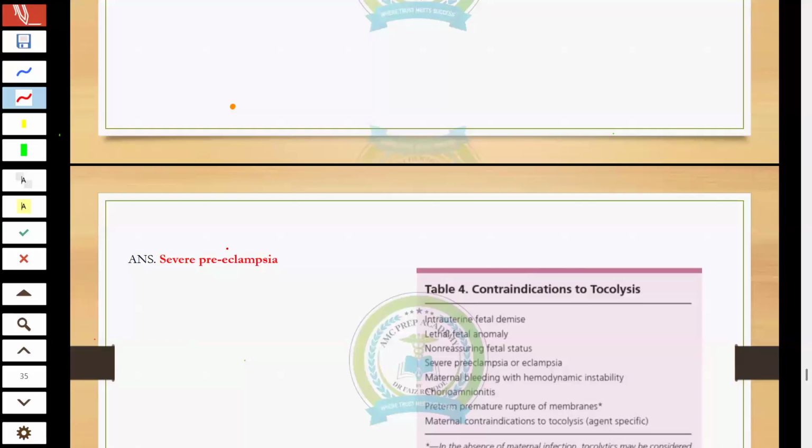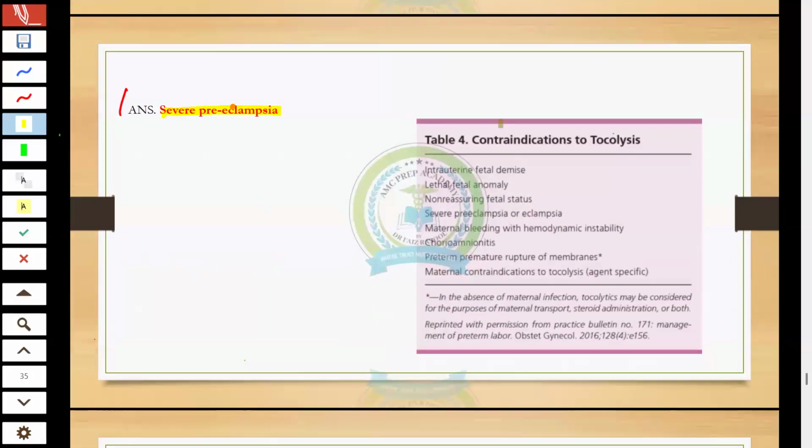Okay. So, severe preeclampsia. These are contraindications to tocolysis. So, see here. All these contraindications: intrauterine fetal demise, lethal fetal anomalies, non-reassuring fetal status, severe preeclampsia, and maternal bleeding with hemodynamic instability, chorioamnionitis. Chorioamnionitis is one of the most important contraindications to tocolysis.